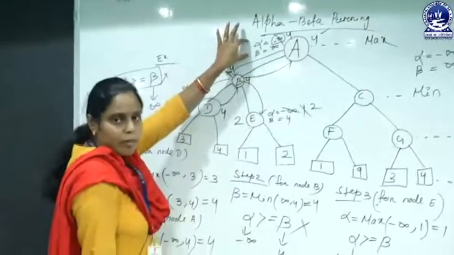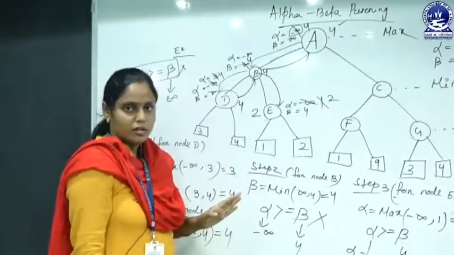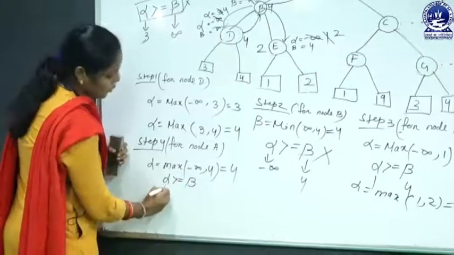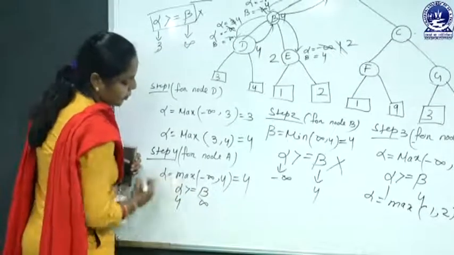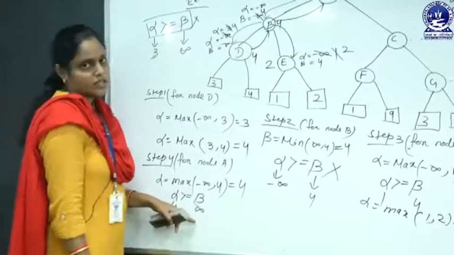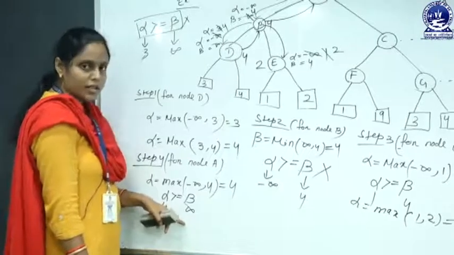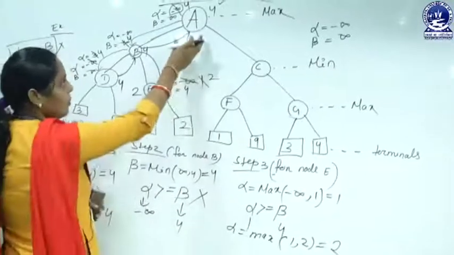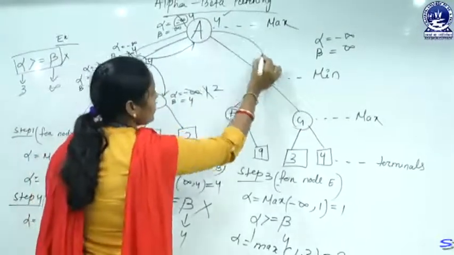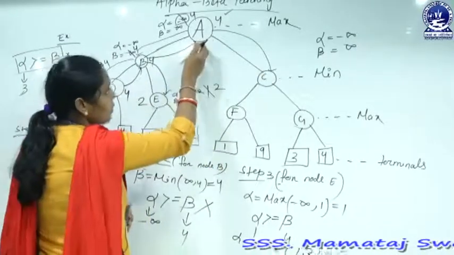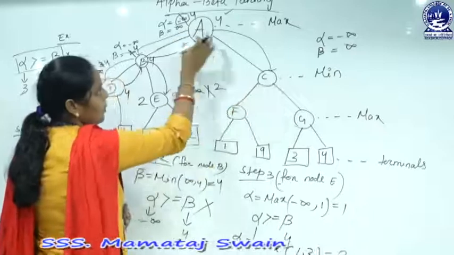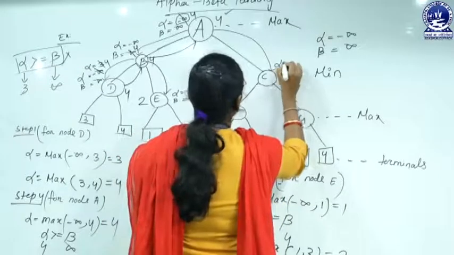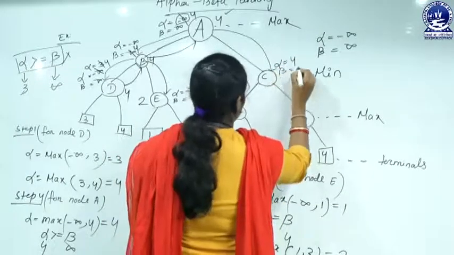After updating the alpha value, again we check the condition. The condition is that alpha is greater than or equal to beta. Here alpha is 4 and beta is infinity. That means this condition does not satisfy. If this condition does not satisfy, then we check for the right subtree. Now from A we move to the node C. When we move from node A to node C, the alpha beta value will pass. Now at node C the alpha value is 4 and beta value is infinity.